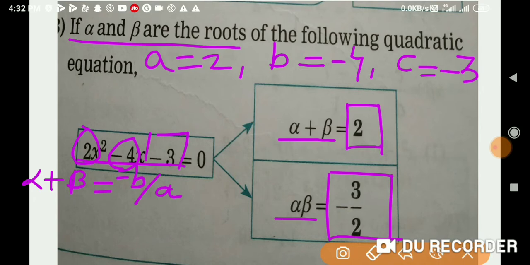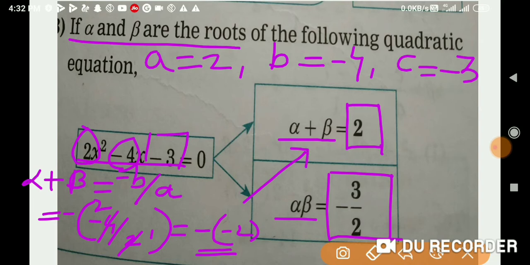Okay, then substitute these values in alpha plus beta, that means minus b upon a. See here we can write minus, in the bracket, the value of b is minus 4, therefore minus (minus 4) upon a is equal to 2. Therefore we can write here minus (minus 4) upon 2. 2 ones are 2 and 2 twos are 4. Therefore we get minus in bracket minus 2. Okay. Now this minus minus becomes plus, and we get the value of alpha plus beta is equal to 2.